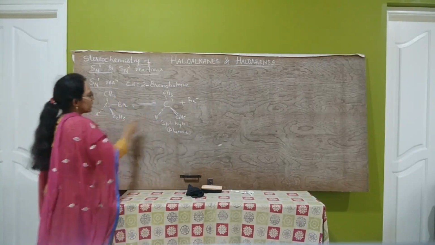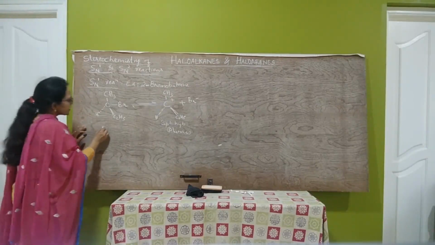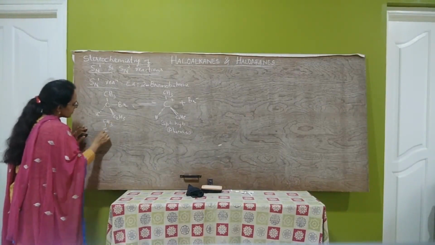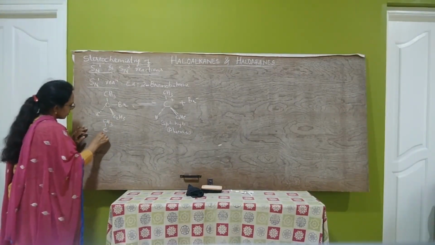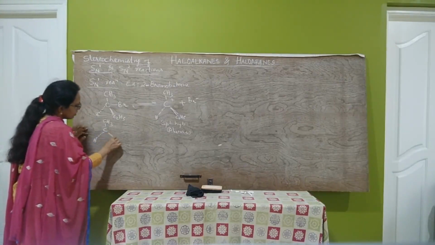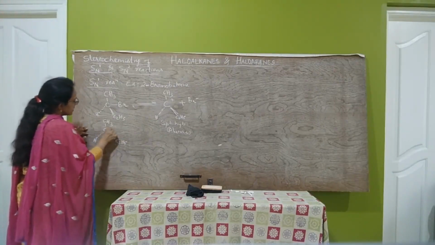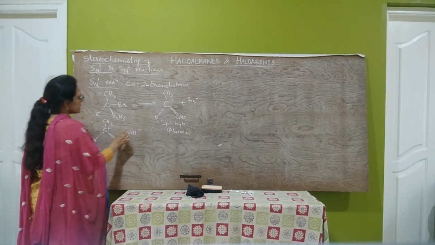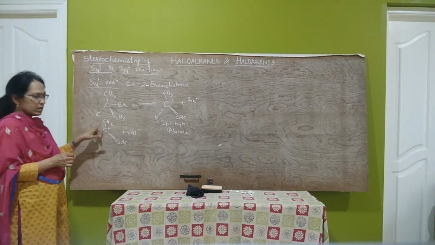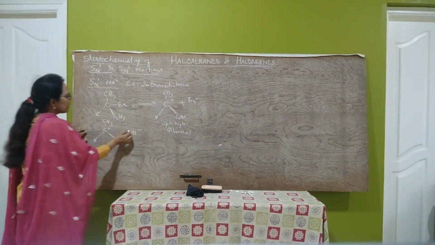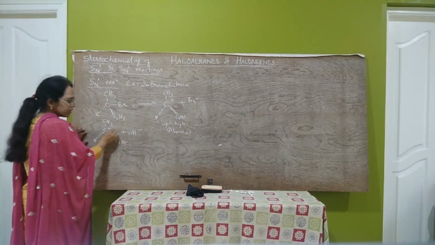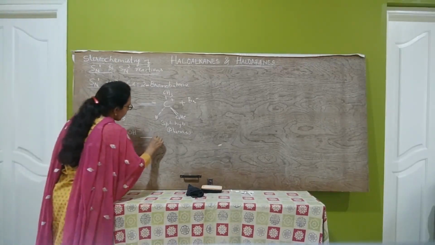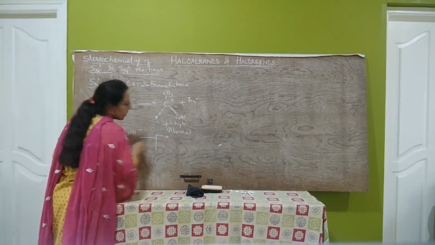Therefore, it has a planar structure. Since it has a planar structure, in the next step it is attacked by the nucleophile. That is CH3, C+, H, C2H5. This is the carbocation. Now the nucleophile is OH minus. Since this carbocation is planar, the nucleophile can attack both from the front side as well as from the back side. Therefore, the product formed is a mixture of D and L isomers.